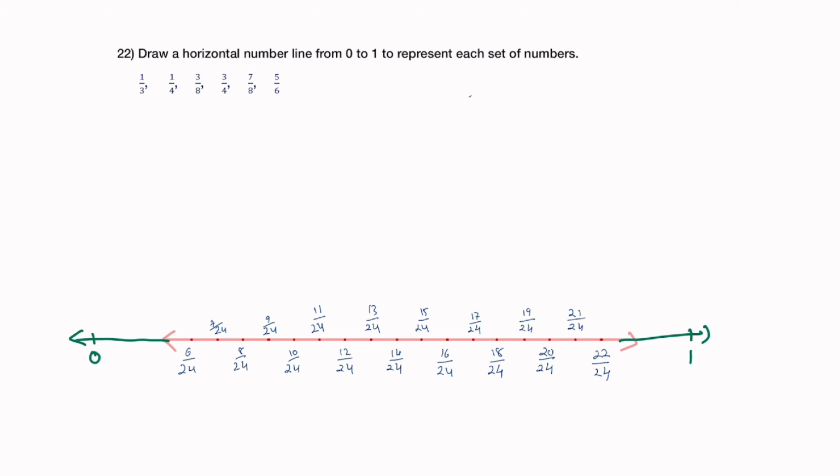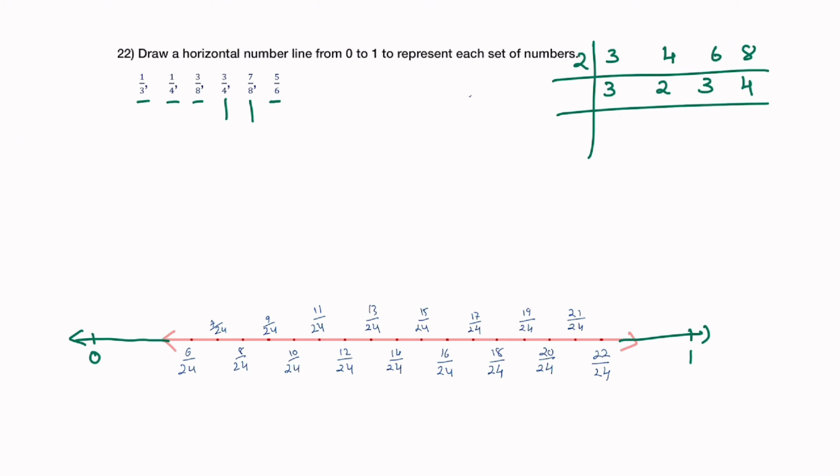So first I'll find the LCM. I have 3, 4, 8, again 4, again 8, and then 6. So these are the numbers that I need to work upon. So that's 3, 4, 6, and 8. I'm putting them in the sequence. Let me start with 2. 3 as it is. 4 divided by 2 is 2. 6 divided by 2 is 3. 8 divided by 2 is 4.